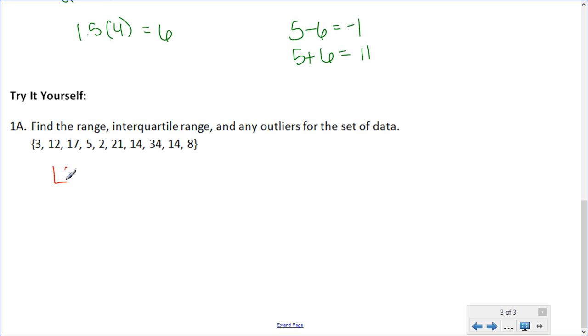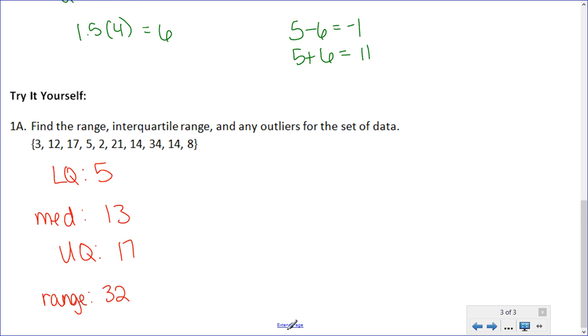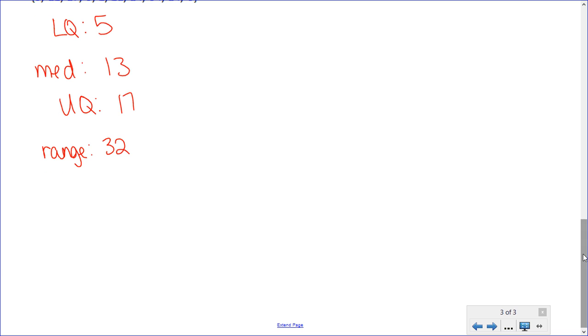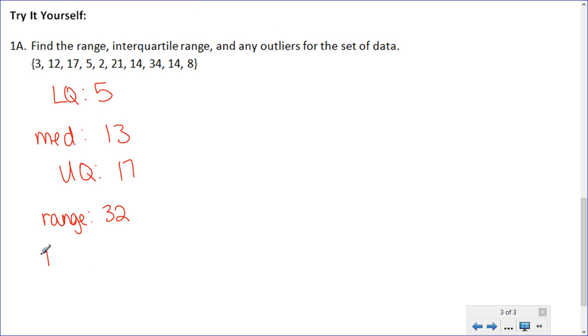Okay, for this one, you should have had a lower quartile of 5, median of 13, and an upper quartile of 17. That gives you a range of 32 and an interquartile range of 12. So 1.5 times 12 would have given you 18.